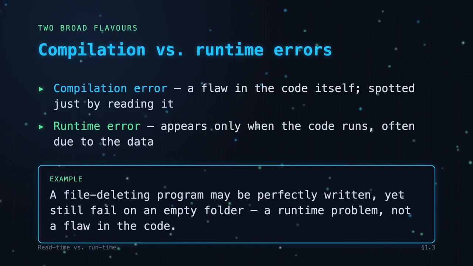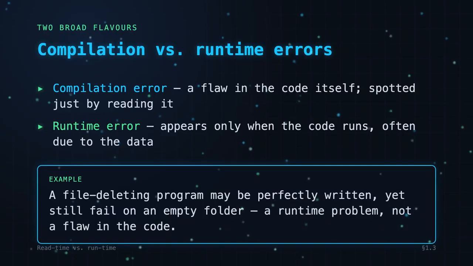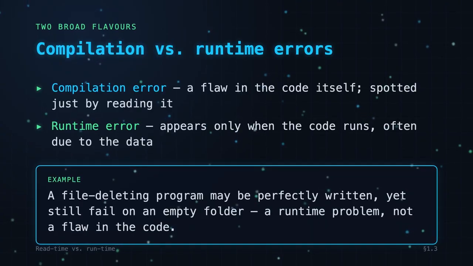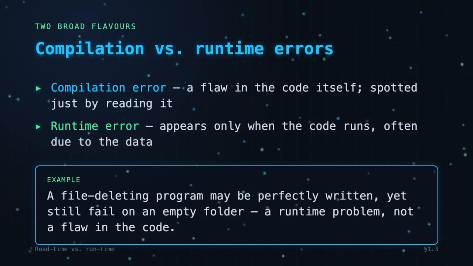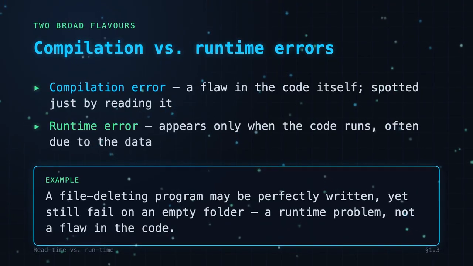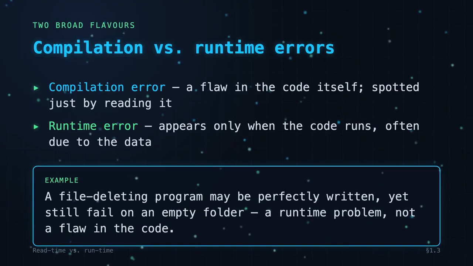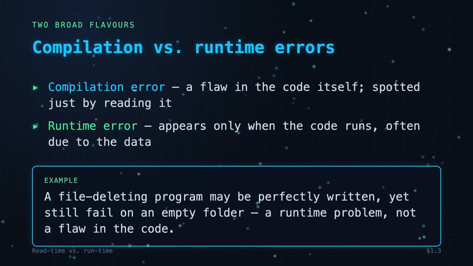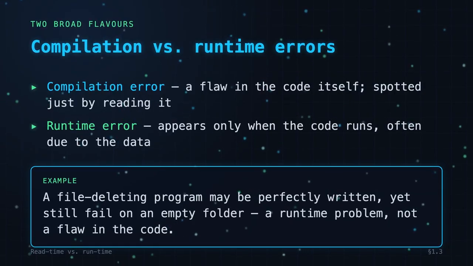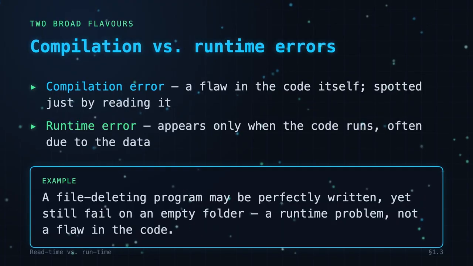Errors come in 2 broad flavors. Compilation errors are problems inside the code itself. You could spot them just by reading it. Runtime errors only appear when the code actually runs, often because of the particular data it meets. A program to delete files in a folder might be perfectly written, yet still fail on an empty folder. That's a runtime problem, not a flaw in the code.